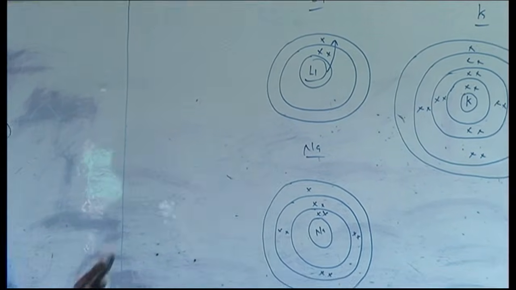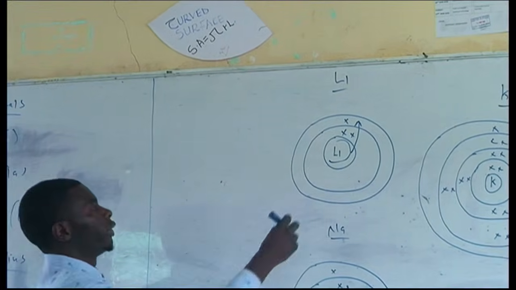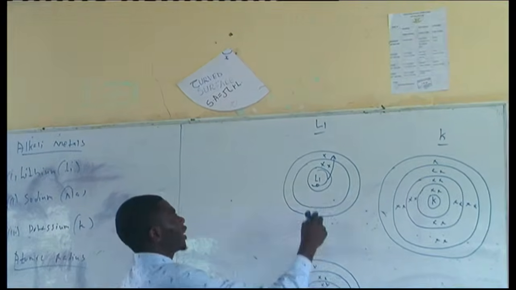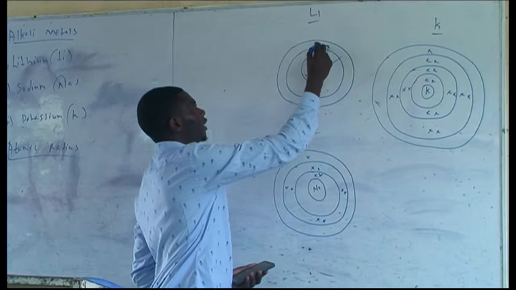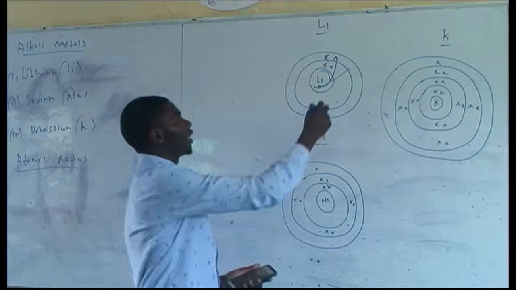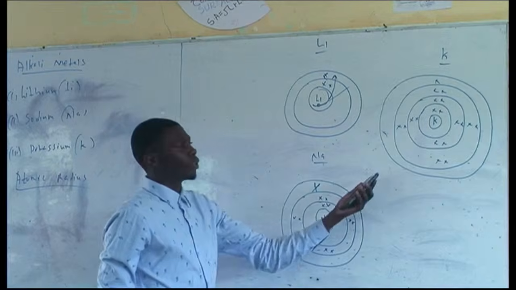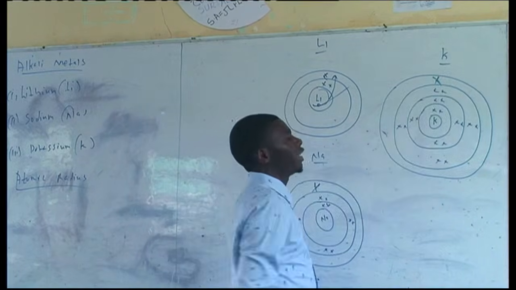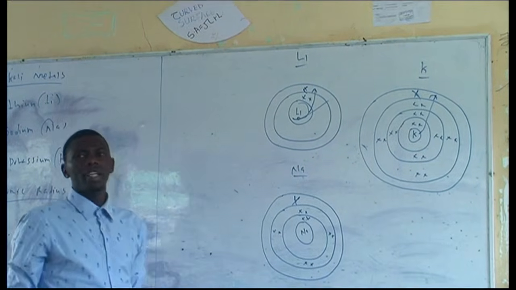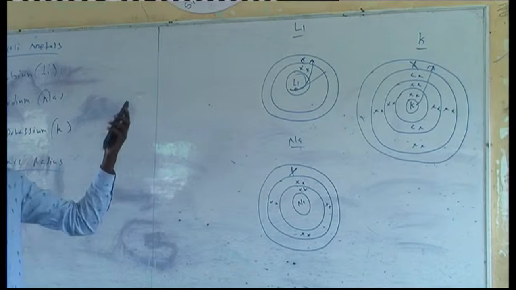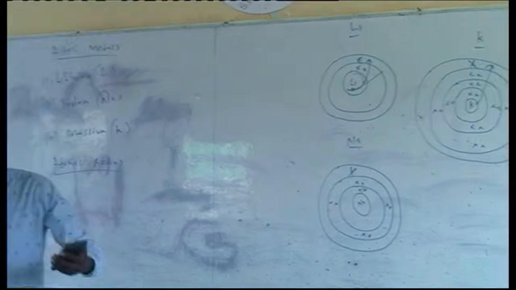So we define atomic radius as the distance between the nucleus of an atom and the outermost energy level occupied by an electron. This is the outermost energy level. For lithium, it's here. For sodium, it is here, and for potassium, it is here. So if you see the distance, that is the atomic radius.